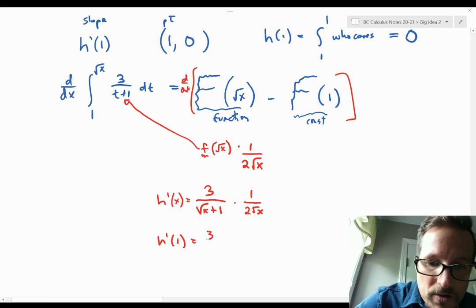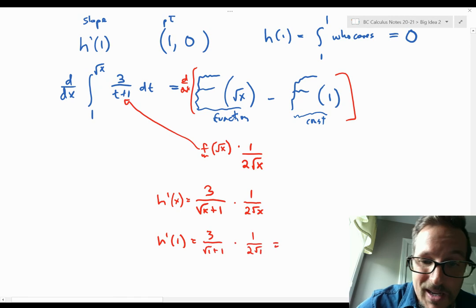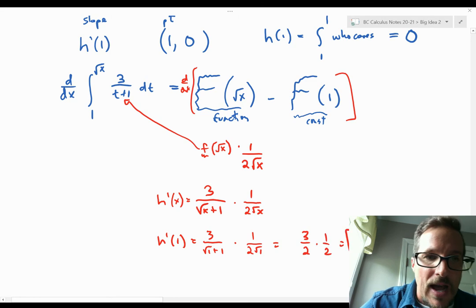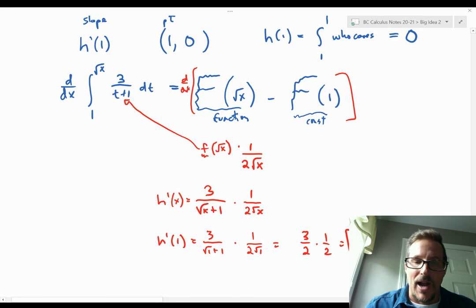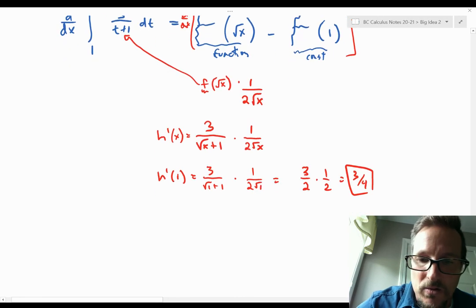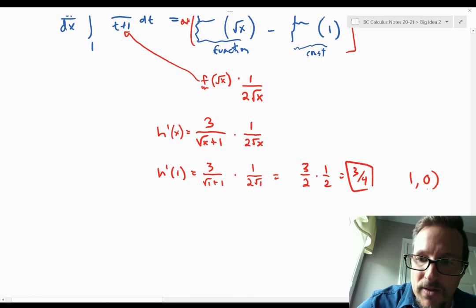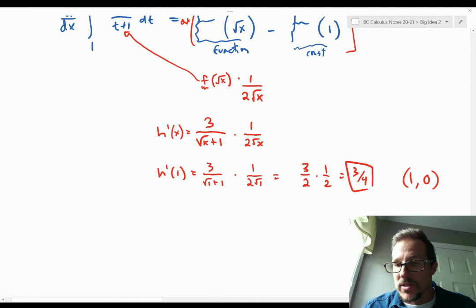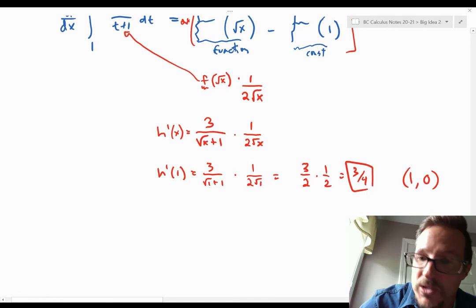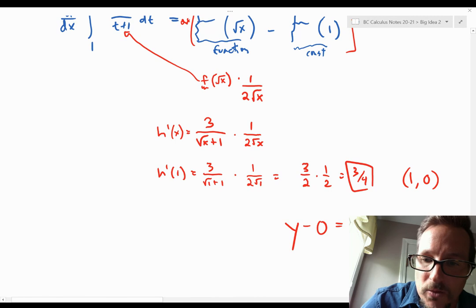Which is 3 over root 1 plus 1 times 1 over 2 root 1. Well, that looks like 3/2 times 1/2. That's 3/4. I'm almost there. I got my slope now, it's 3/4. I got my point, it's (1, 0). So now I've got to find the equation of a line that has a slope of 3/4 and passes through the point (1, 0). Here's what that looks like. y minus 0 is 3/4 times x minus 1. I'm done.